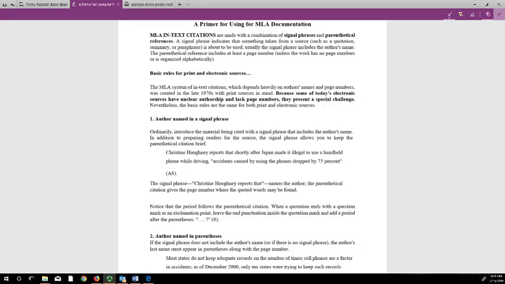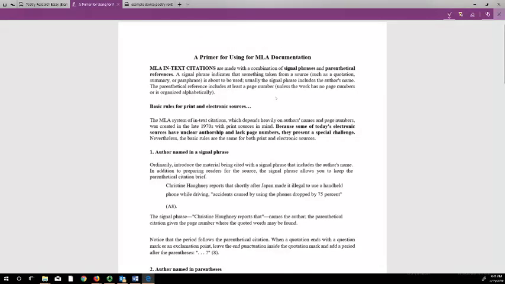Okay, everybody, let's begin taking a look at the Poetry Research Project. And it all starts right here. This is the primer for MLA documentation. Now, I always like to point out to people that MLA documentation is required.